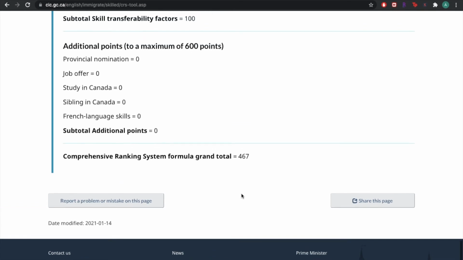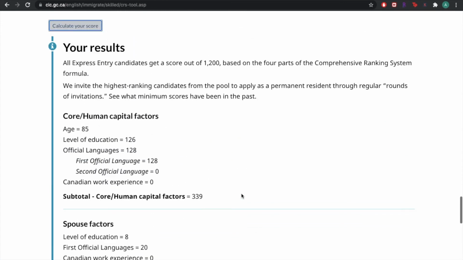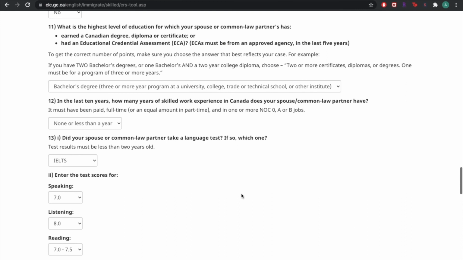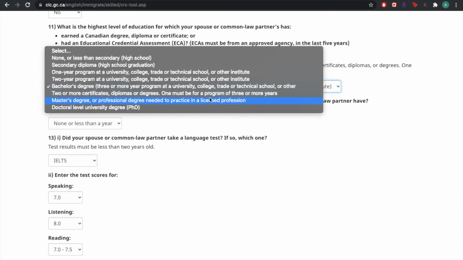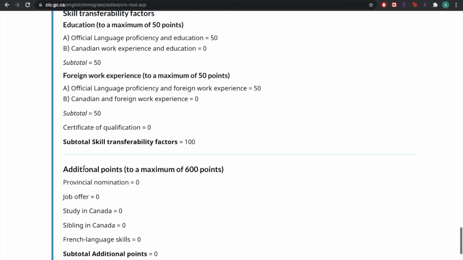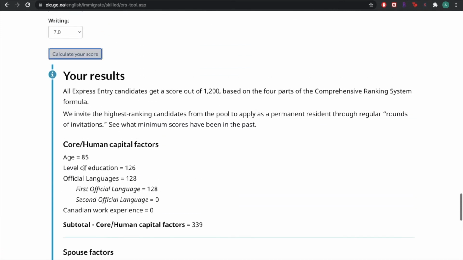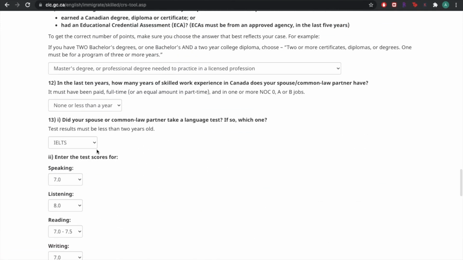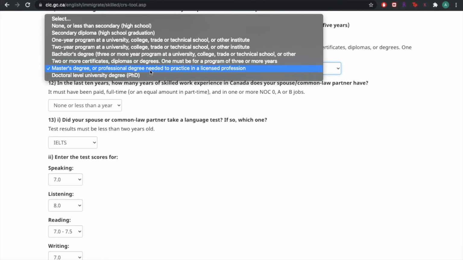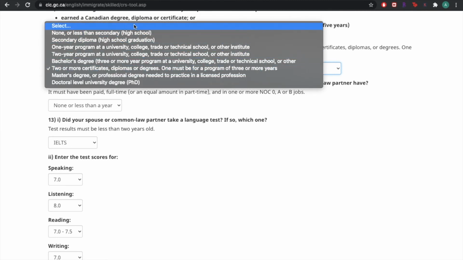But let's do some tweaking. Imagine we say the spouse has a master's degree. From 467, it is going to jump up by 2 points. Not a lot, but 469. This makes a difference. Then let's say here that the spouse has a bachelor's but does not want to evaluate their degree. So let's say none.